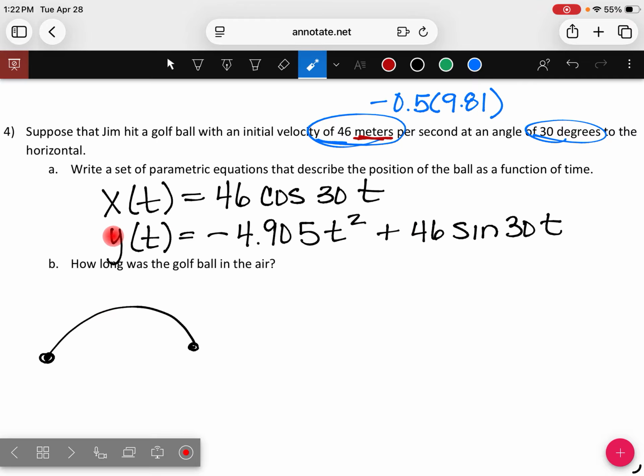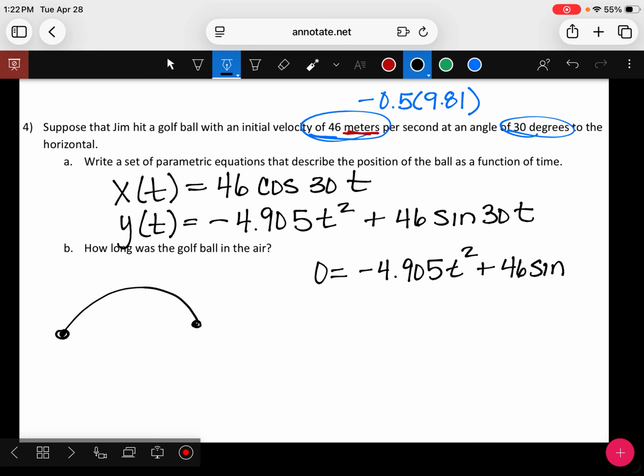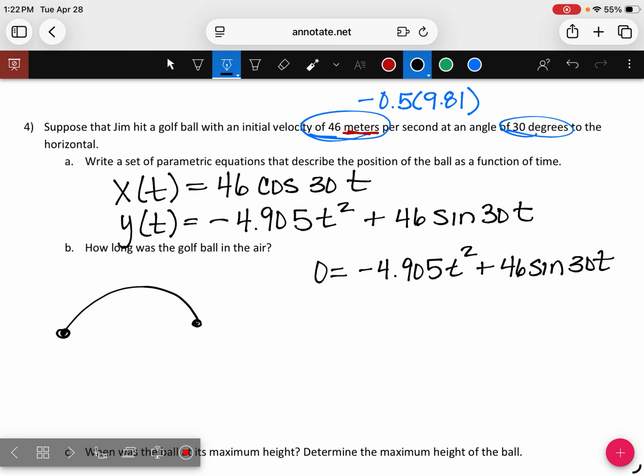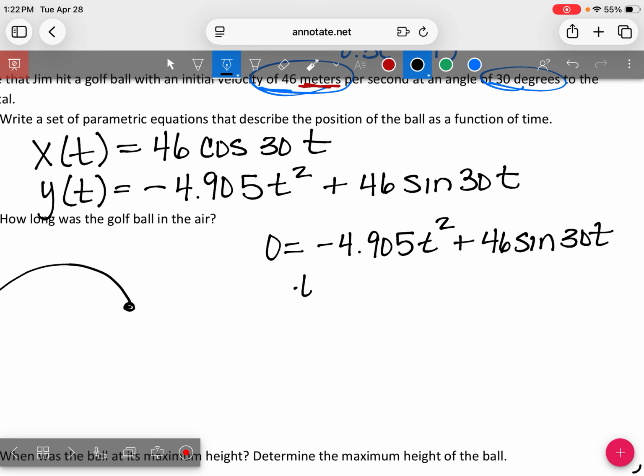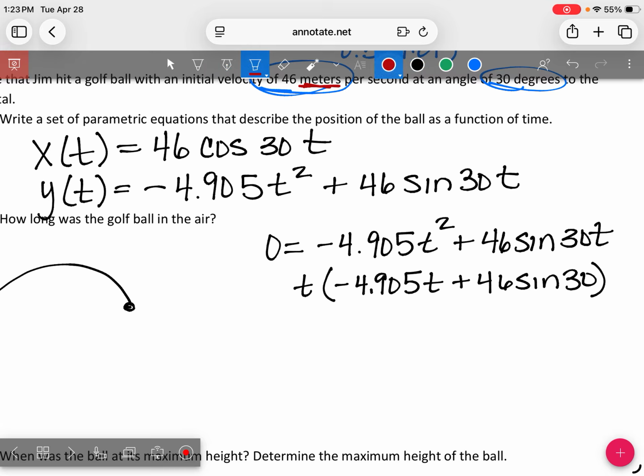So we're using this equation right here. I want you to set it equal to 0, take out the GCF, and solve it. So 0 equals negative 4.905 t squared plus 46 sine 30 t. My GCF is t. So that gives me two factors. This is factor 1. This is factor 2.